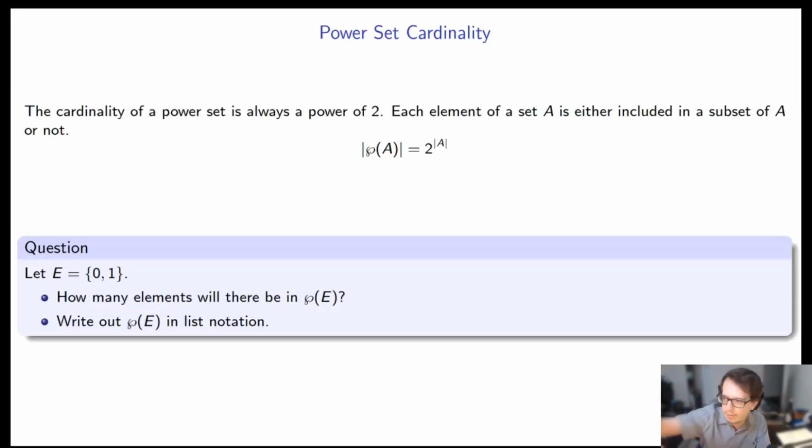Good morning. Like I said at the beginning of last class, we'd start with this question as a review, and I thought we would do a little Zoom poll too. Power sets. We have E, a set containing 0 and 1. And there's two questions from this. How many elements are there in the power set, and what does the power set look like in list notation?